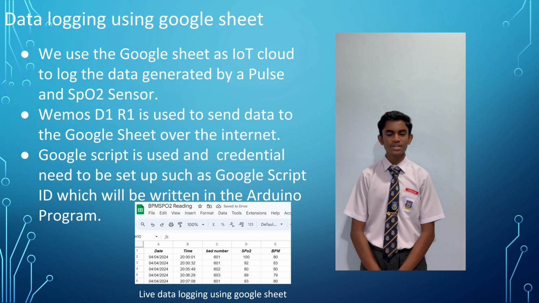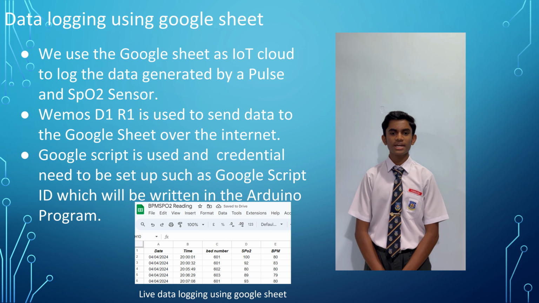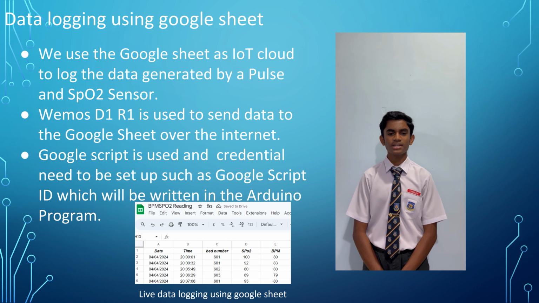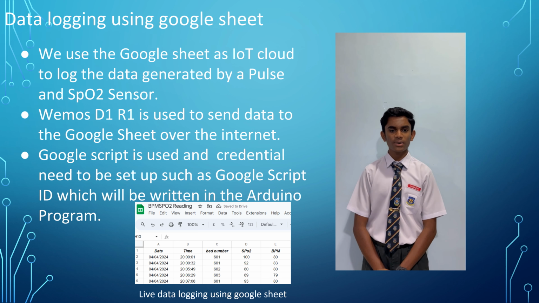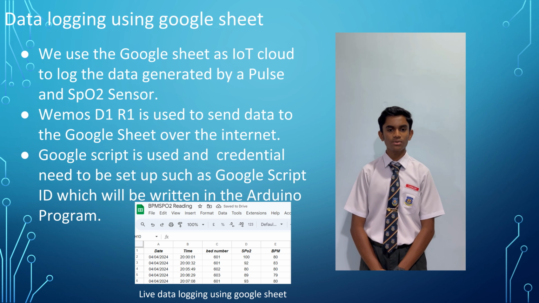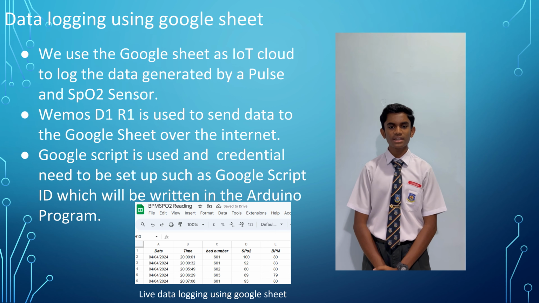Data logging using Google Sheet. We use Google Sheet as an IoT cloud to log the data generated by the pulse and SpO2 sensor. Wemos D1 R1 is used to send data to the Google Sheet over the internet. Google Script is used, and the credential needs to be set up as the Google Script ID, which will be written in the Arduino program.